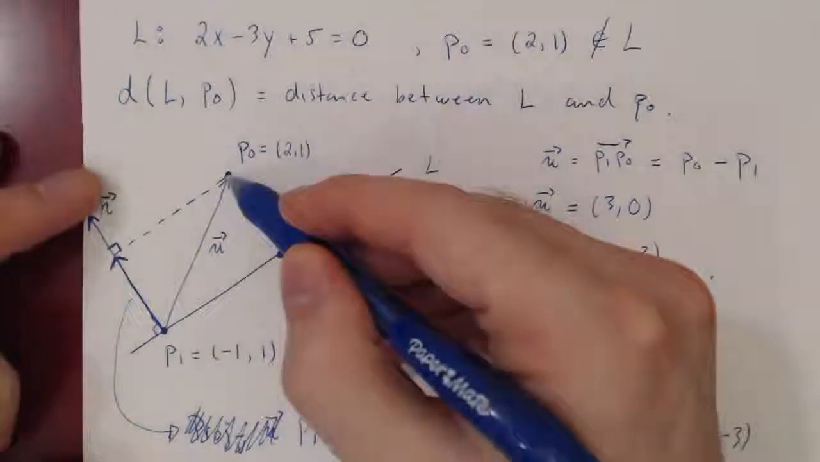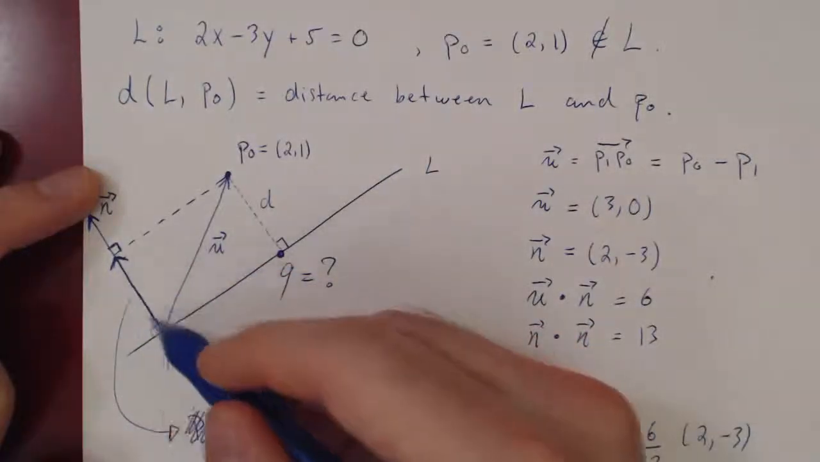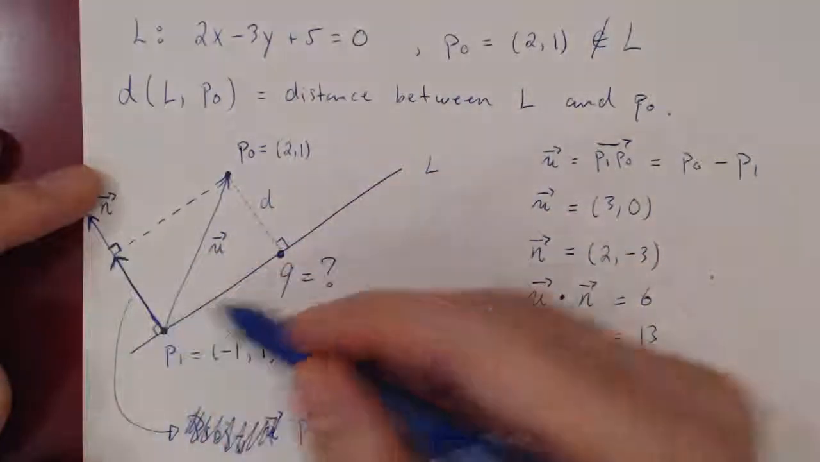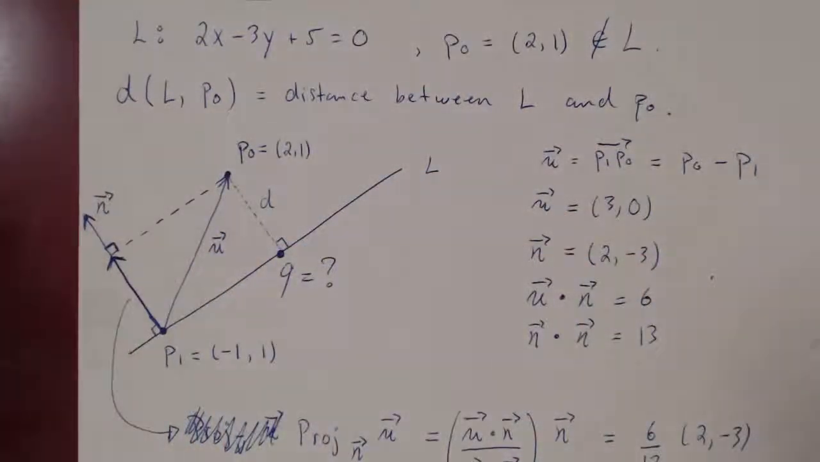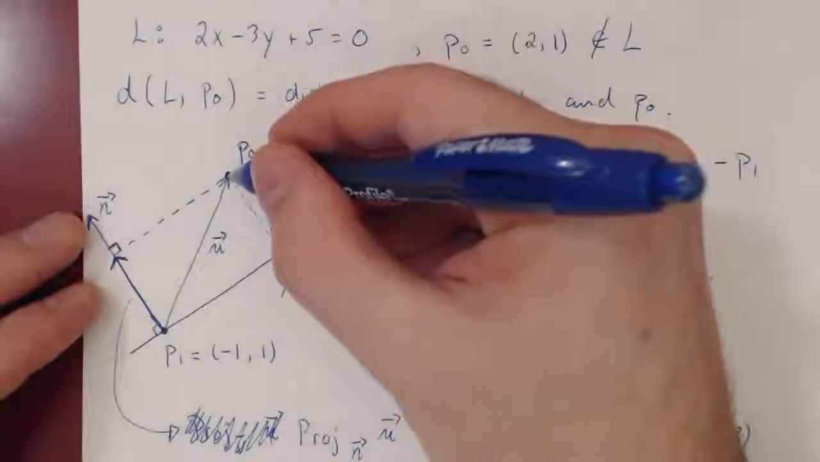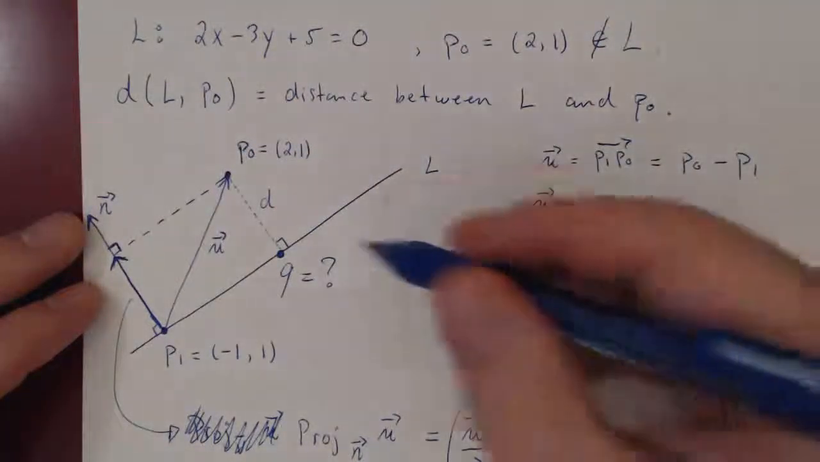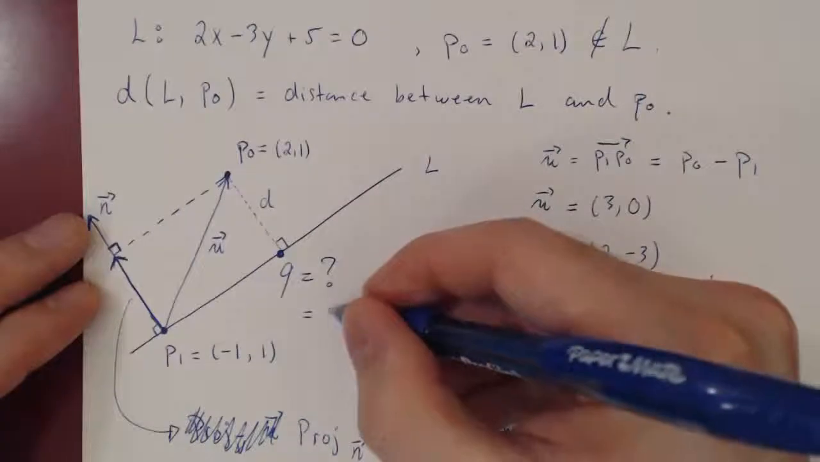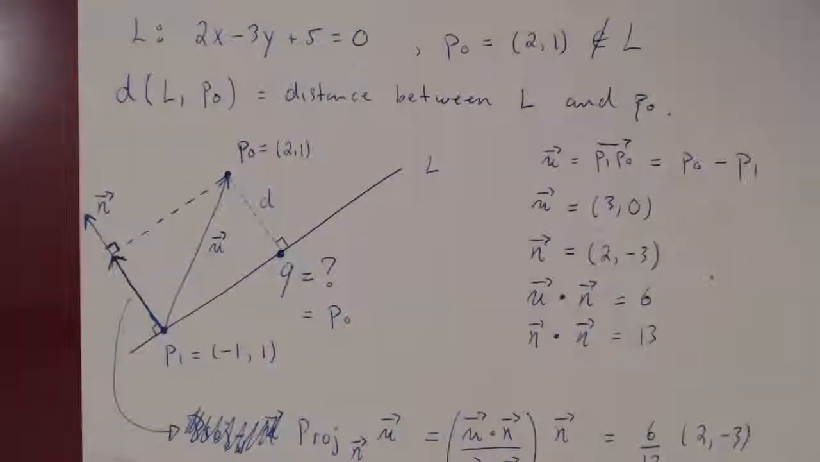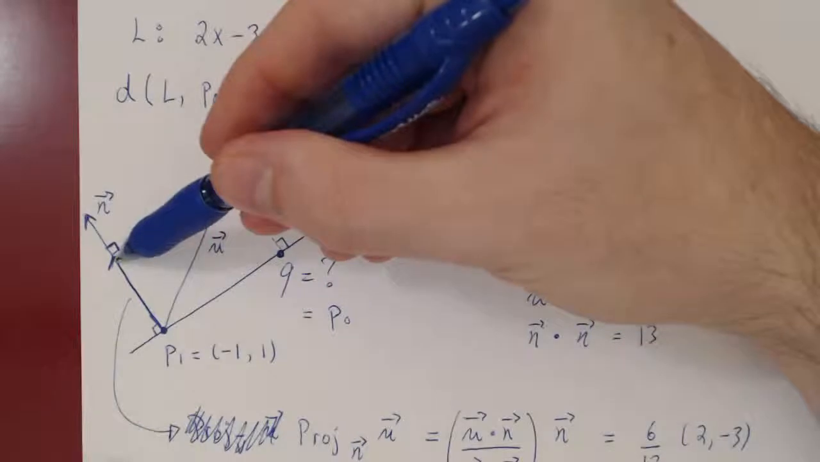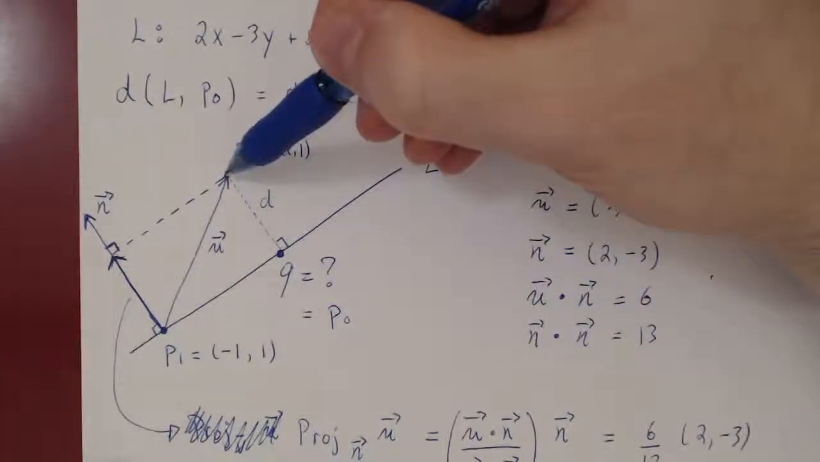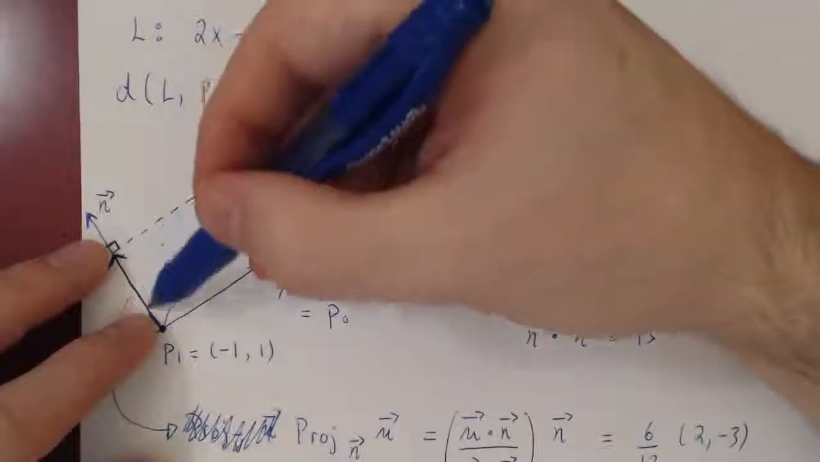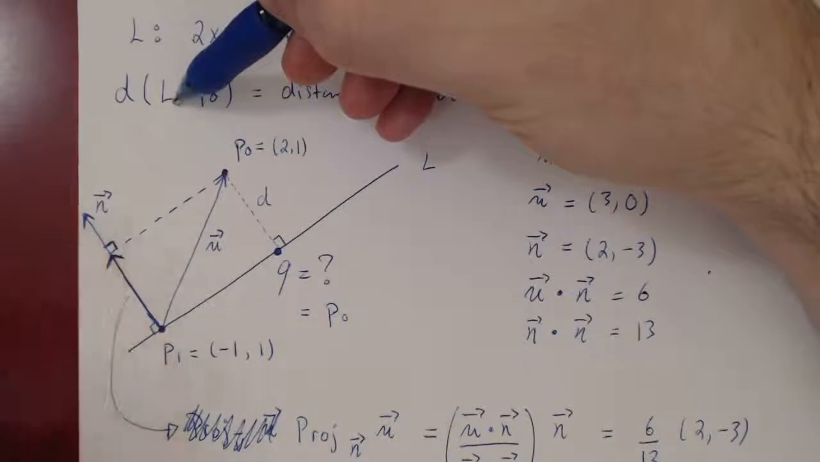We have point P naught, and we have this vector being the projection of u onto n. How could we combine this point and this vector to obtain Q? Well, think of it now as you're standing on this point. So Q is P naught. And now think of it. You have a vector, the projection of u onto n, that is of the right length. But if you do P naught plus the vector, which is the projection of u onto n, you'll end up here.